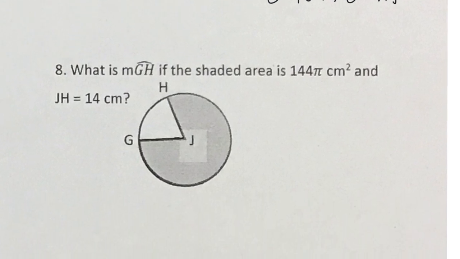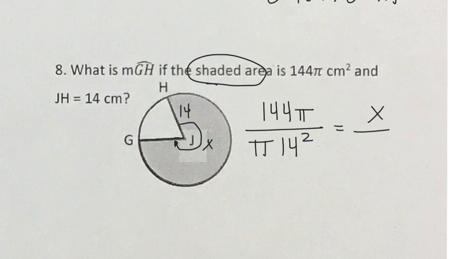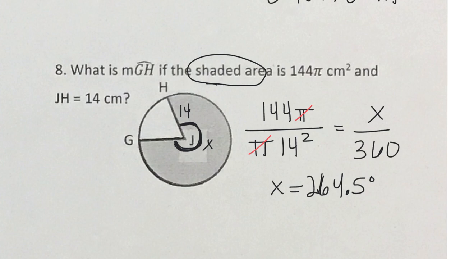Okay, so similarly for here, we have the shaded area. So when we do our formula, we're going to figure out what the shaded area arc is. So 144 pi over pi r squared, because this is your radius, of course, equals x over 360. Now of course the pi's can cancel. That makes it kind of easy. And when you solve for x, we get 264.5 degrees. So that's the measure of the shaded area's arc.